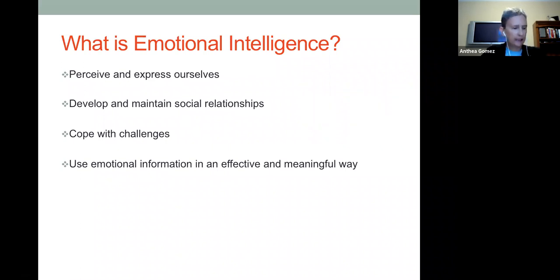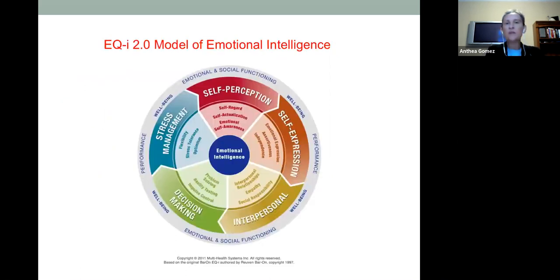So what I'll do now is review the model of EQI 2.0. And I'll start off at the top section on self-perception. And the way I like to describe this model of emotional intelligence, it starts with how we perceive ourselves. And how we perceive ourselves in turn is reflected in how we express ourselves, which then in turn leads to the interpersonal relationships that we build and influences our decision-making capabilities and impacts how we manage stress.